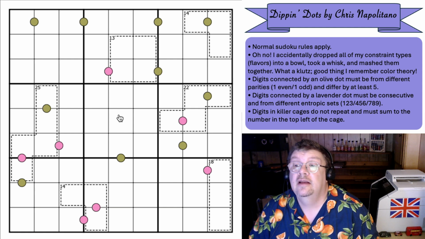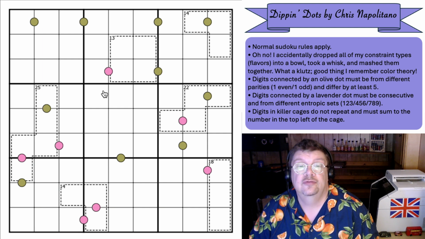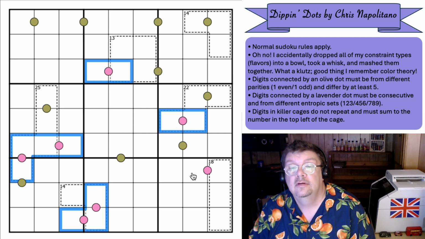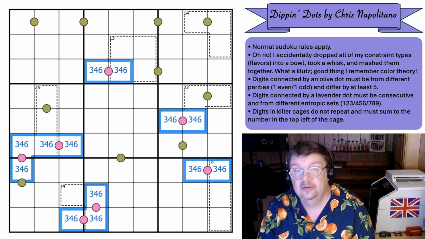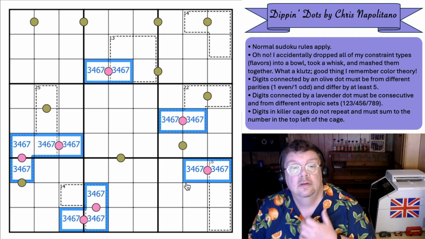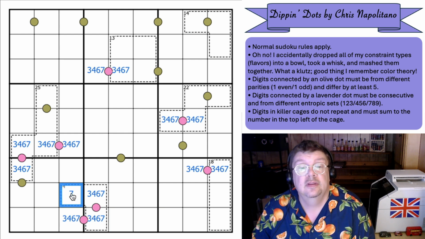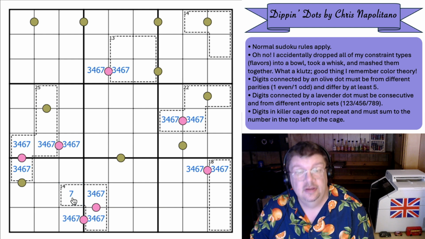Okay, the first thing I think to note is that the lavender dots only have 2 options, because to have consecutive digits that cross the entropic set boundary, they have to be 3, 4, or 6, 7. So we can mark all of those. Okay, 3, 4, 6, 7. Right. Okay, if this is 3, 4, then that's 7, so this would be a 7. And if this is 6, 7, that's 13, so that'll be a 1.